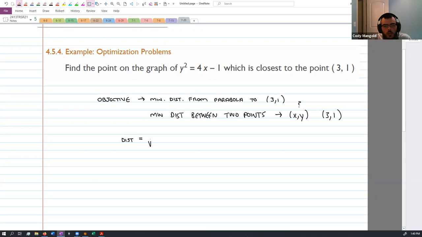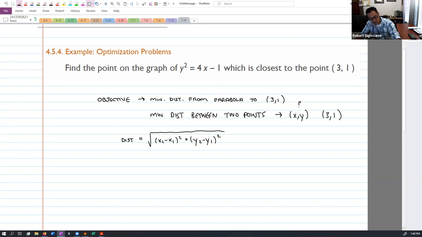Yeah, square root of x2 minus x1, and then it's, I think, plus y2 minus y1, something like that? Yes, good. So this goes back to college algebra. This was a formula that you were hopefully shown at some point, that if you want to find the distance between two points, x1 y1 and x2 y2, this is the formula. Now for us, let me call this one x1 y1 and this one x2 y2, and let's just rewrite the formula. I'm going to use capital D instead of writing dist. Distance is the square root of x2, which I'm going to put x, minus x1, which is 3, squared, plus y2, which is y, minus y1, which is 1, squared.